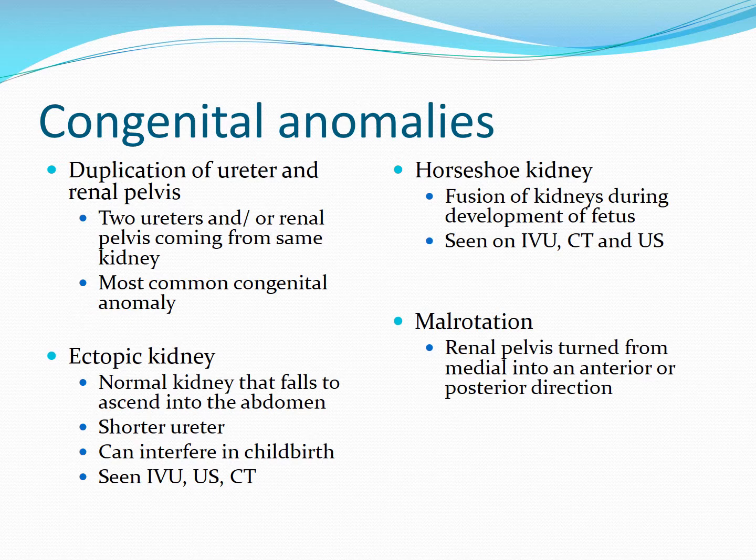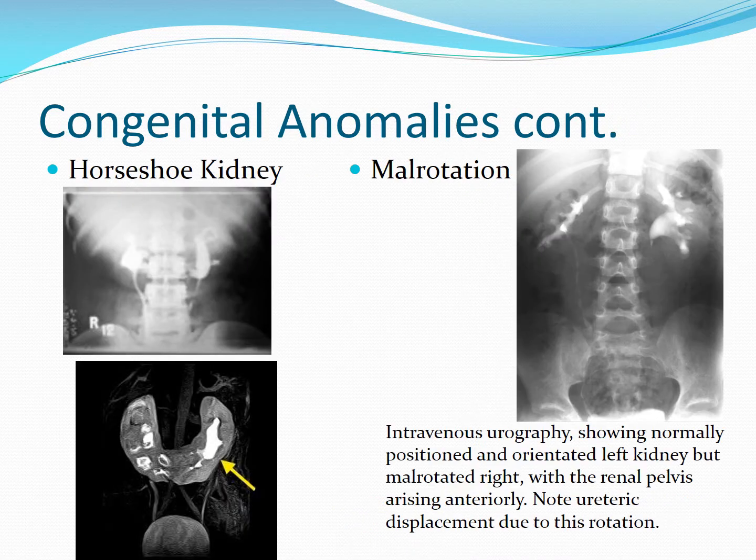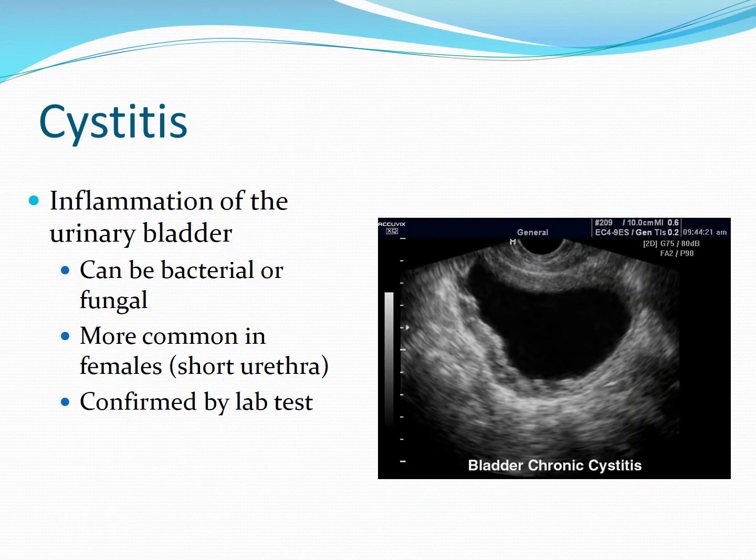You may have more than one ureter on a side. A kidney falls, which is an ectopic kidney, horseshoe kidney, or malrotation. There are a few images for you to view on these pathologies on the next couple of slides. An inflammation of the bladder is called cystitis. This can be seen on an ultrasound as well as an IVU.